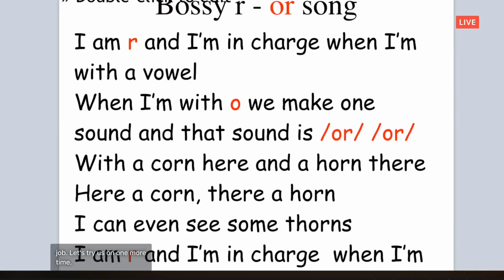I am R and I'm in charge. When I'm with a vowel, when I'm with O, we make one sound. And that sound is OR, with a corn here and a horn there. Here a corn, there a horn. I can even see some thorns. I am R and I'm in charge. When I'm with a vowel.